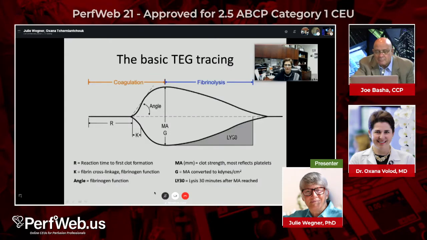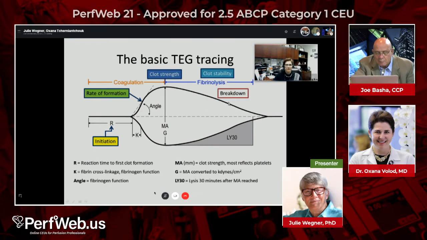All right. So, the basic TEG tracing, we start with initiation, which is the R value, which is clotting time. Then we have the rate of clot formation. Again, that's associated with the rate of formation of the fibrin network as well as thrombin generation. We also have clot strength, which is the maximum clot strength, which is your MA value. And then also clot stability and breakdown, which typically is defined by the LY30 value.